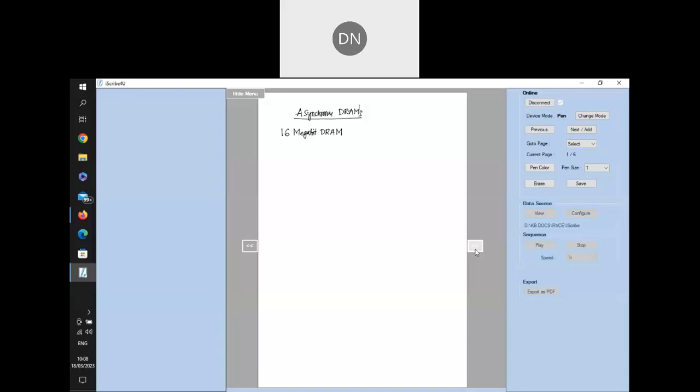Now, this DRAM chip, a 16 megabit DRAM chip, is organized so that the cells are arranged in the form of 4K into 4K. 4K means 4096. If you multiply 4096 by 4096, you get 16 megabits. So the cells inside the DRAM are organized like this.